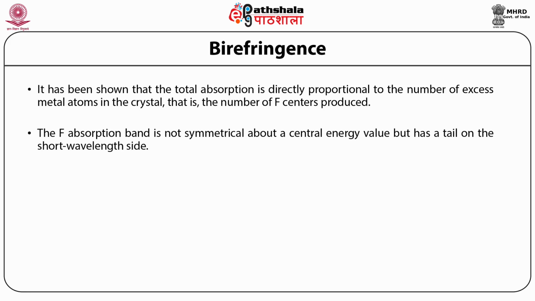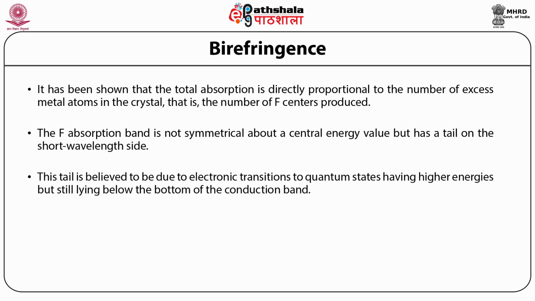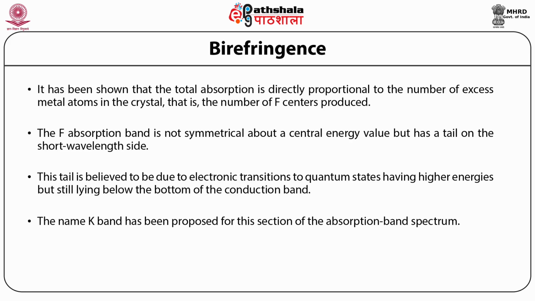The F absorption band is not symmetrical about a central energy value, but has a tail on the short wavelength side. This tail is believed to be due to electronic transitions to quantum states having higher energies, but still lying below the bottom of the conduction band. The name K band has been proposed for this section of the absorption band spectrum.